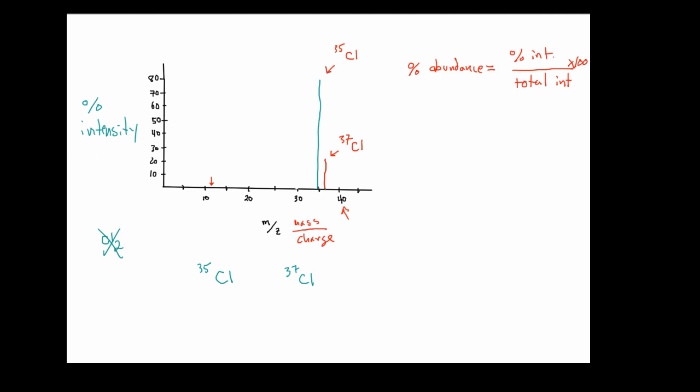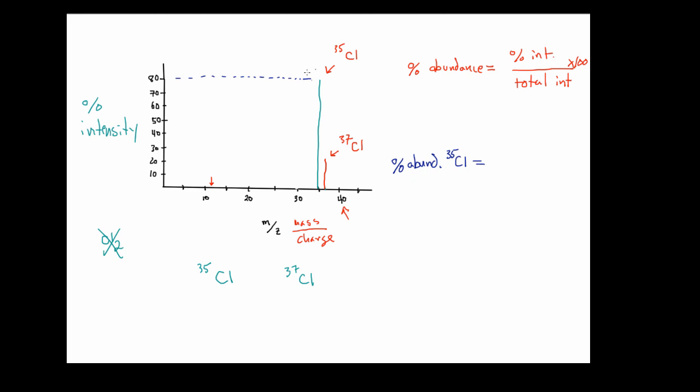We'll calculate the percent abundance for the Cl35 first. So for the percent abundance for the Cl35, this is going to be equal to, now this is the way I set this up, and I grabbed this data off of the internet. So it is actual data, it's just my scan is not as beautiful as it could be.